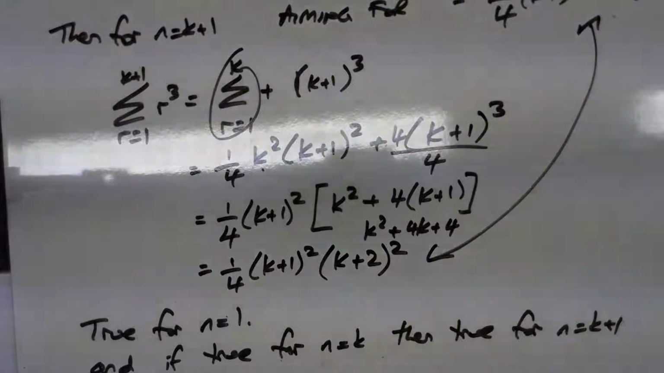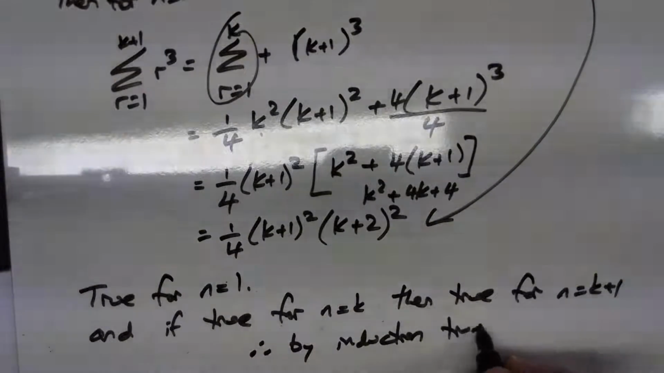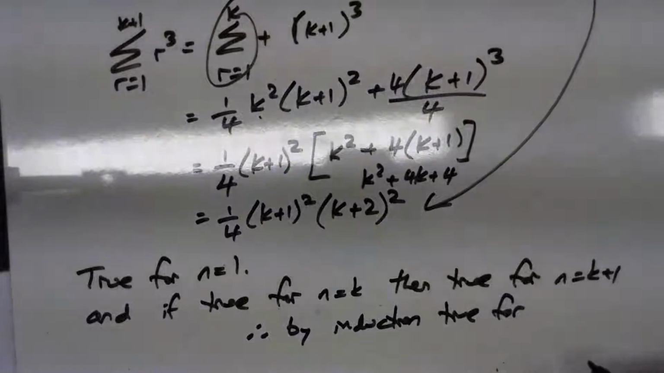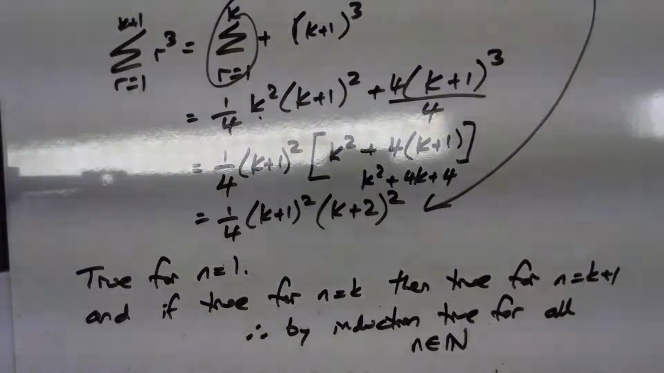So we can then sort of say, therefore, by induction, true for, now it's not everything, but it's all n belonging to the natural numbers. So we were proving it for 1, 2, 3, 4, and so on. We didn't prove any negatives. We've not proved it for fractions. It's just true for all whole positive numbers.